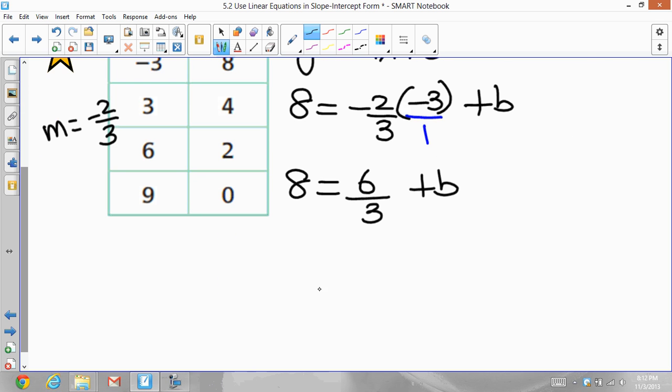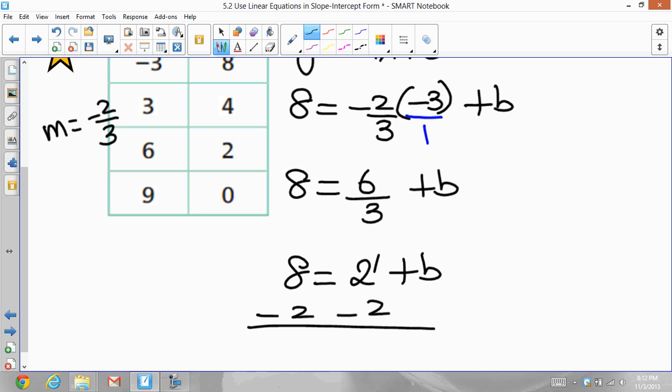8 is equal to 6 divided by 3 is 2 plus b. Minus 2 on both sides. This is your one-step equation. Cancel and you get b is equal to 6. So you have your m as negative 2 over 3 and you got your b value to be 6.